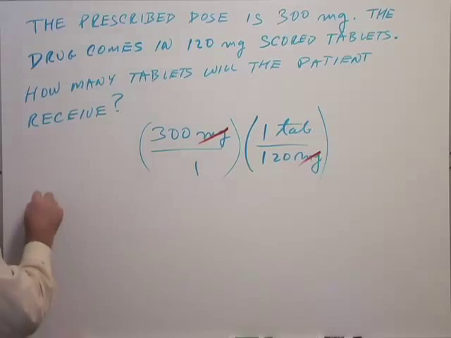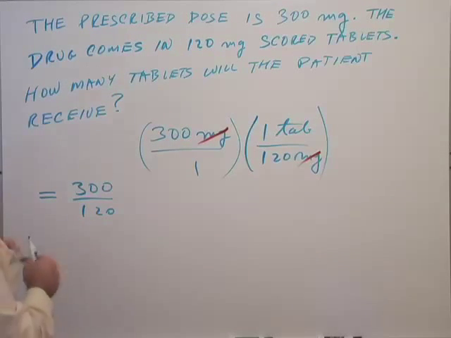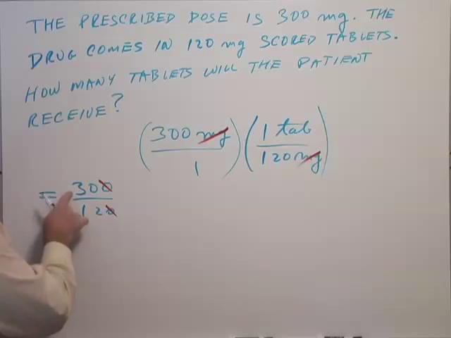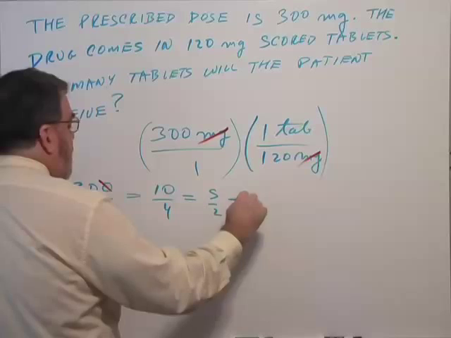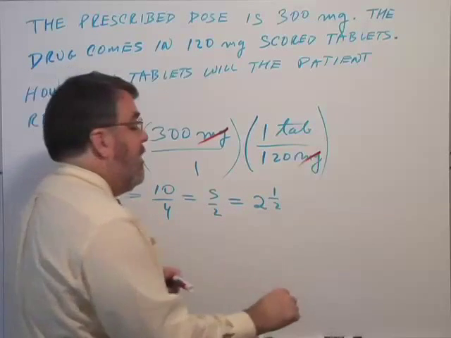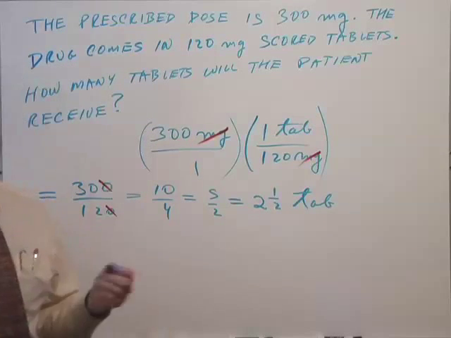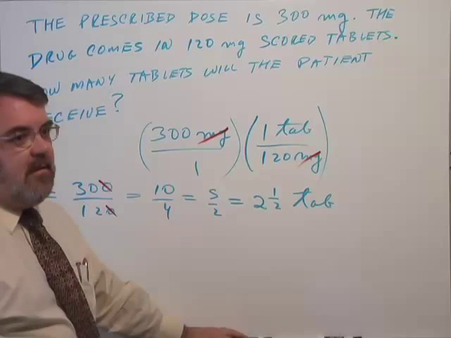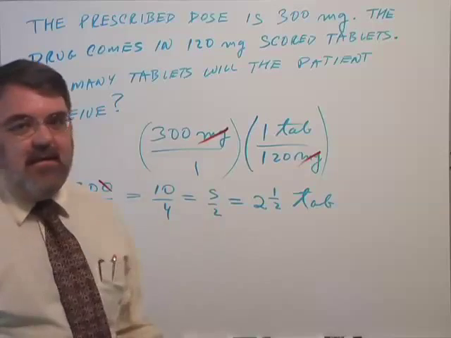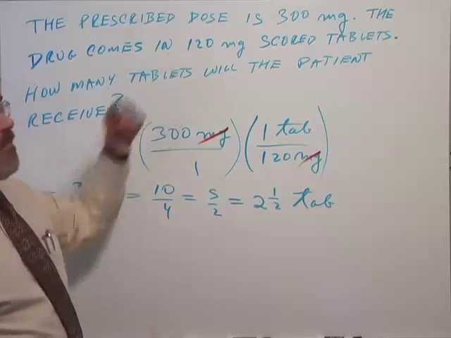And we end up with 300 over 120. So that reduces to 30 over 12. And let's see, if I continue to reduce, this will be 10 over 4, 5 over 2, or 2 1/2 tablets. So ordinarily you would round up to 3 tablets, but being a scored tablet, you have the option of giving a 1/2 tablet also. So in this case, 2 1/2 would be acceptable for a scored tablet.